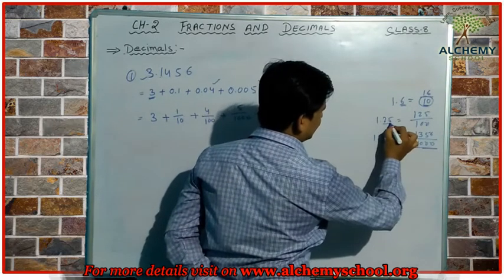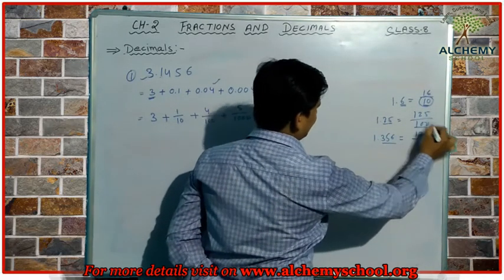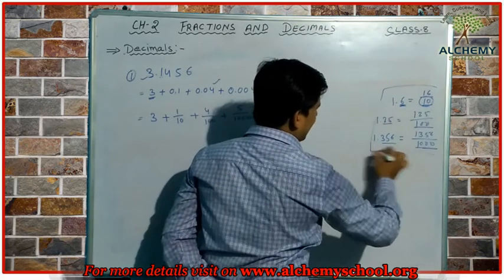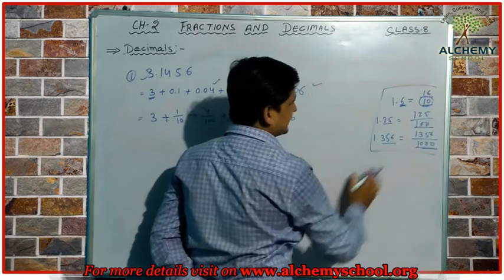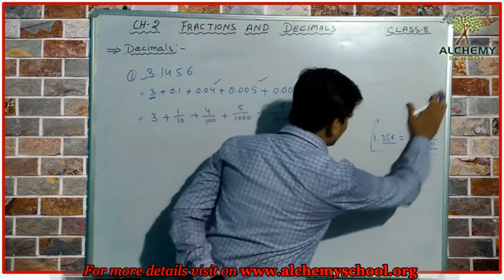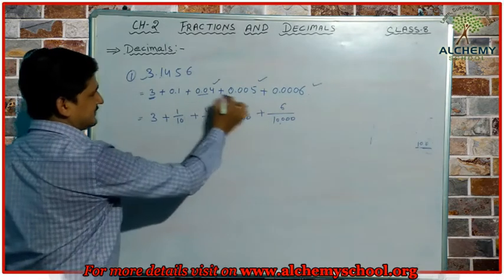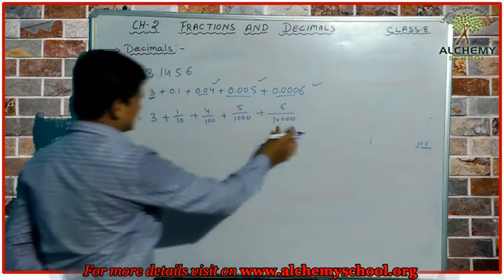Here there are 2 digits, so we have written 100. If we have 1 digit, we write 10. So this is the way we can convert a decimal number into a fraction. Okay, so the same procedure we have applied here and we have converted the given decimal number into a fraction.